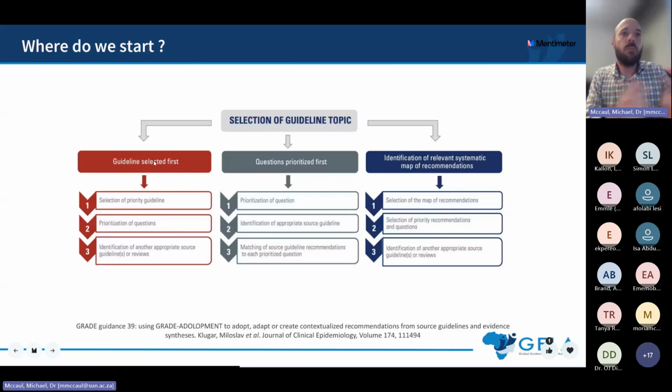So that's the PICO-centric approach, where you start with the PICO and you move down the guideline development process that way. But you also have the one on the left where you might actually have an existing guideline that you're looking at, a best bet guideline, if I can put it like that, and you start there. You select that guideline and then you prioritize questions within that guideline to adapt. Or on the far right, as you can see, where you use some kind of registry or platform that has an existing map of recommendations that you can pick and choose from. That's another approach one can take. And that's what GRADE guidance puts forward as the approach of where one can start with guideline adaptation.